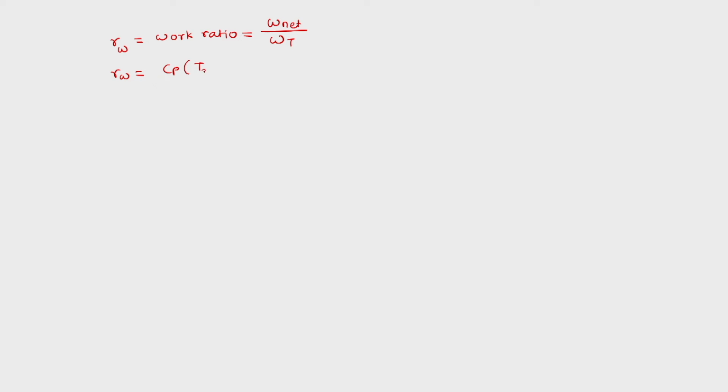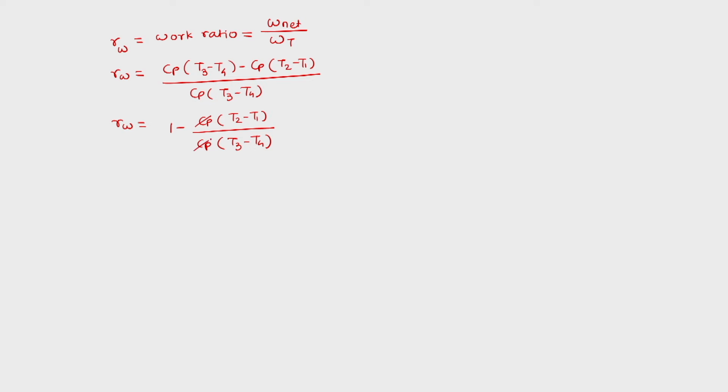So RW, what is net work? Cp into (T3 minus T4), which is turbine work, minus Cp into (T2 minus T1), which is compressor work, divided by Cp into (T3 minus T4), which is turbine work. So RW can be written, we can split this denominator for two numbers, and then we get 1 minus Cp into (T2 minus T1) divided by Cp into (T3 minus T4). Cp would get cancelled, and then we get RW is equal to 1 minus, then T2 can be replaced as T1 into Rp bracket raised to gamma minus 1 upon gamma, minus T1, divided by T3. T4 again can be replaced as T3 divided by Rp raised to gamma minus 1 upon gamma.